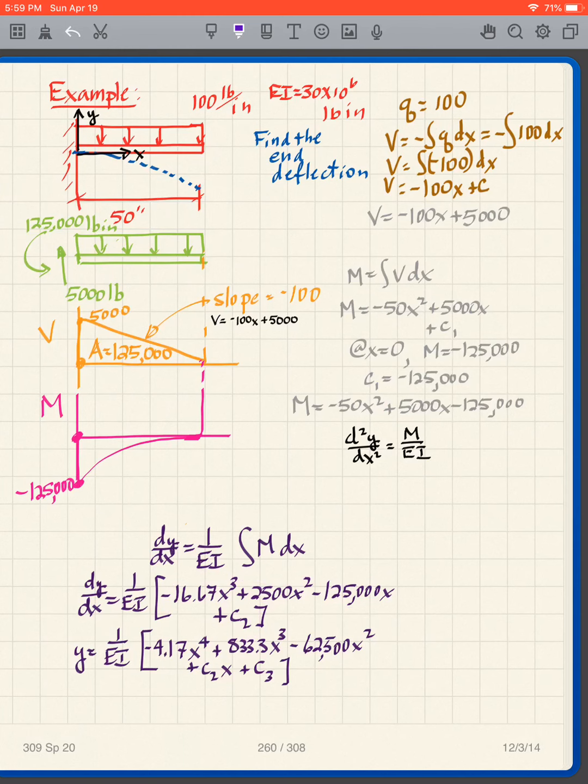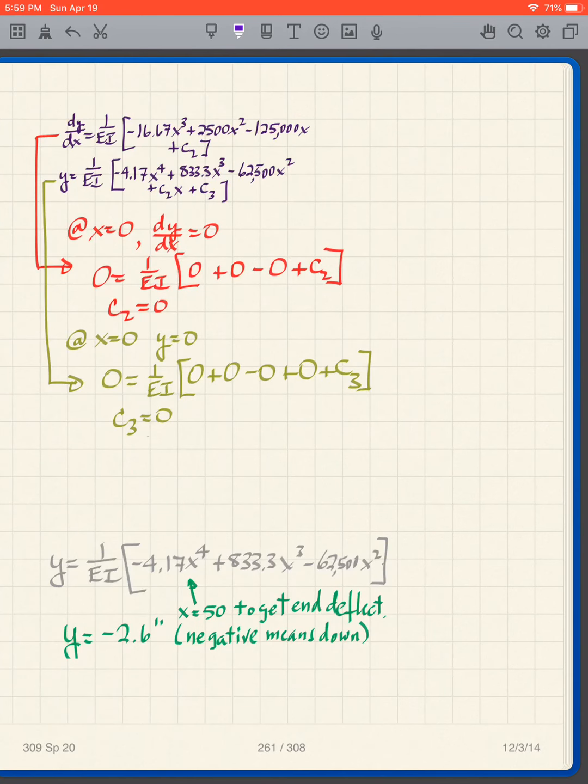I integrate that polynomial again, and at the end I end up with c2x plus c3. So now I have to get the c2 and the c3. How do I get that? Well, I'm going to use my boundary conditions. One of the boundary conditions is that at x equals 0, dy/dx equals 0, because it's a cantilever beam. We just went through it.